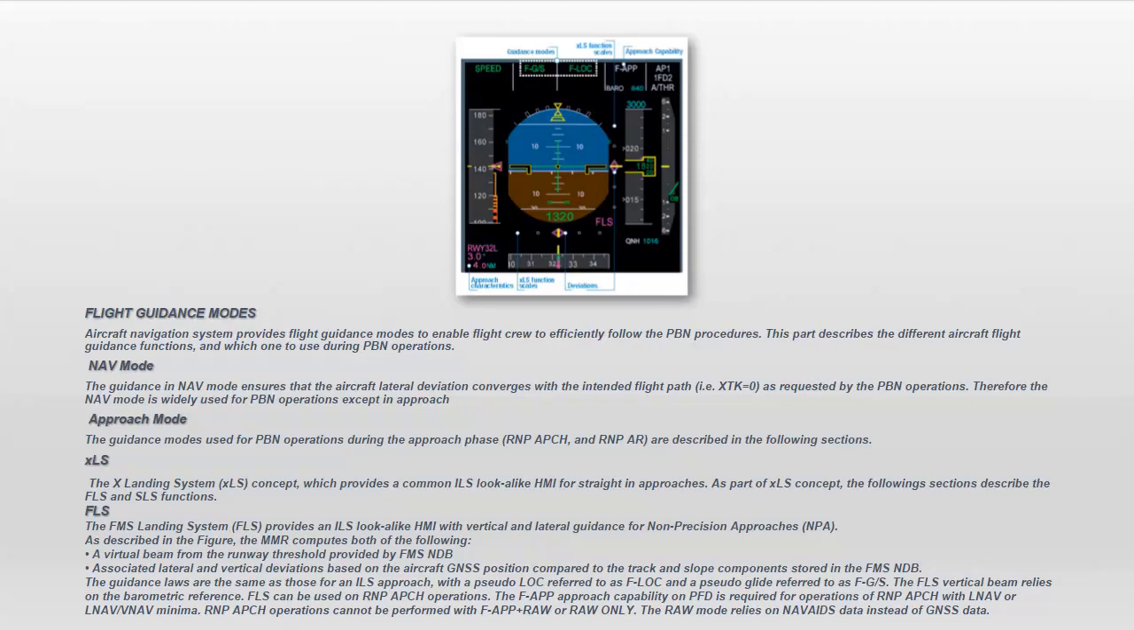FLS can be used on RNP approach operations. The F-APP approach capability on PFD is required for operations of RNP approach with NAV, FINAL, VNAV minima. RNP approach operations cannot be performed with F-APP plus RAW or RAW only. The RAW mode relies on NavAids data instead of GNSS data.